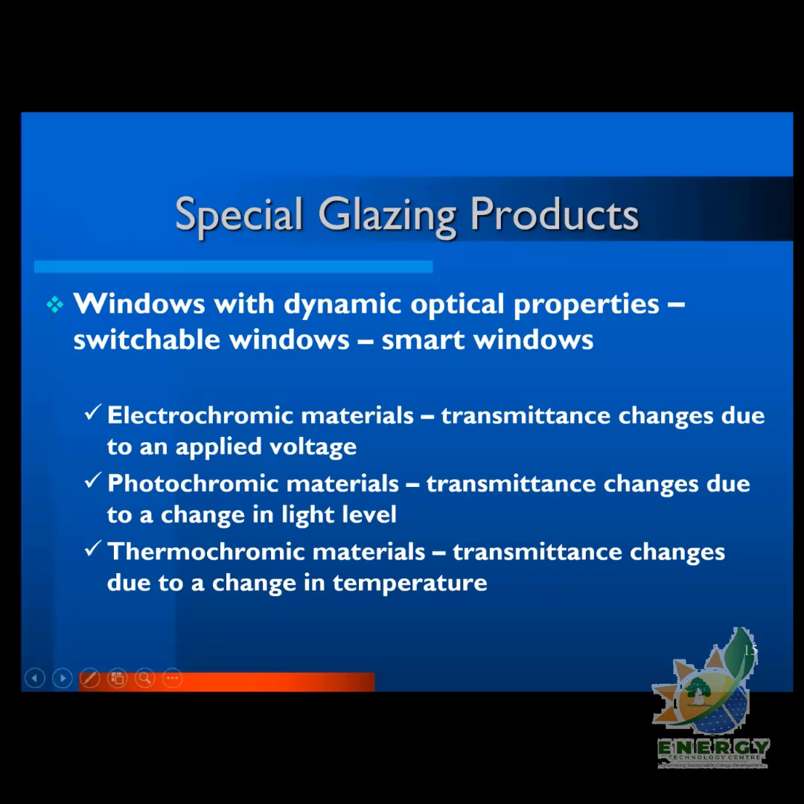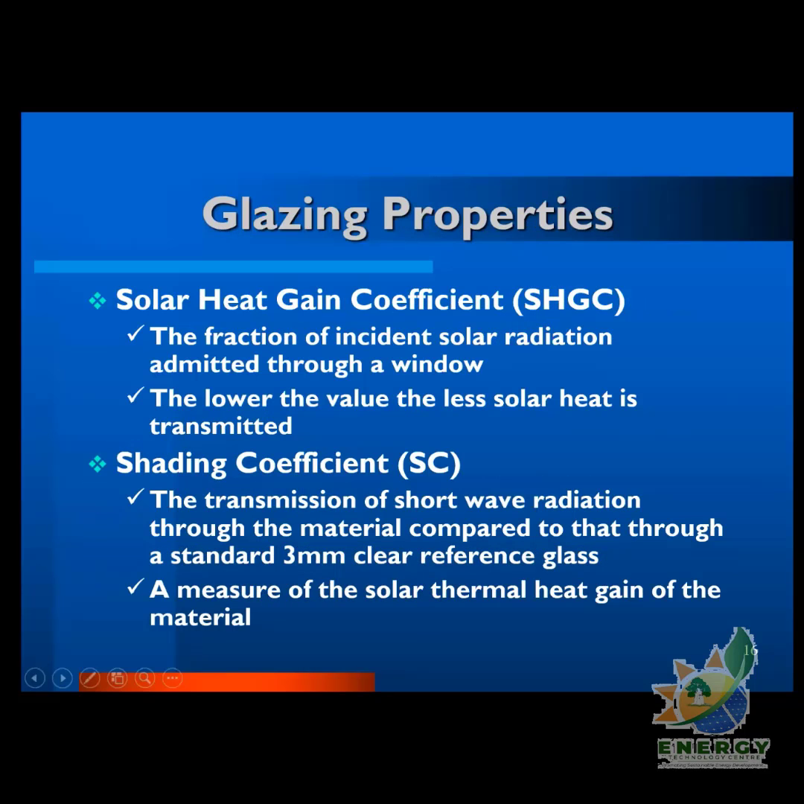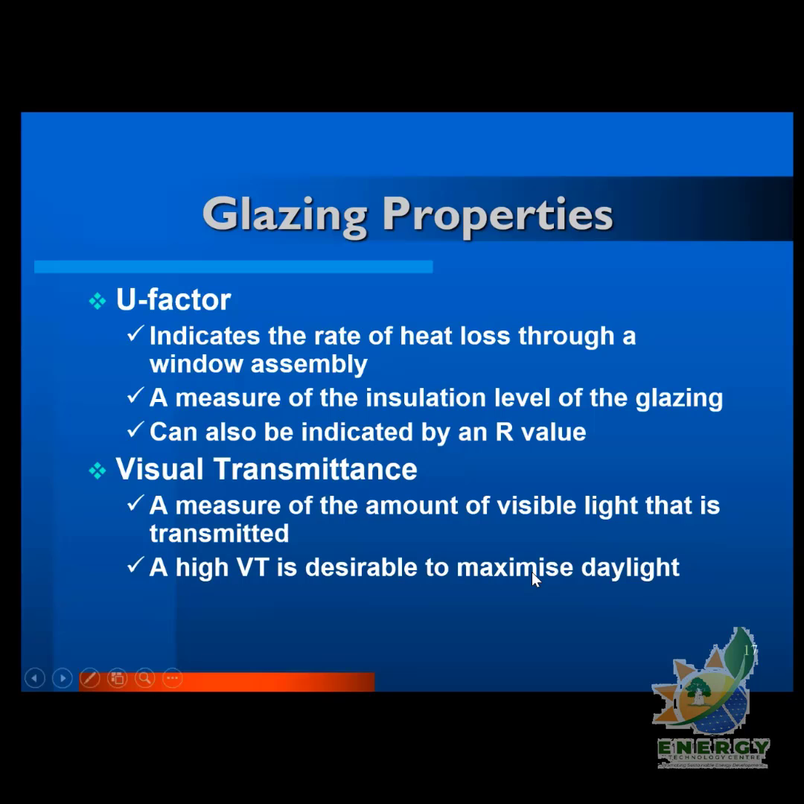Now, the glazing properties have to be in such a way that the solar gain coefficient, in terms of the fraction of incident solar radiation that is admitted through the window, has a low value, meaning less solar heat transmitted. So you want to have as much solar energy in the short wavelength getting in there, and then as much as possible reduce the energy that goes out.